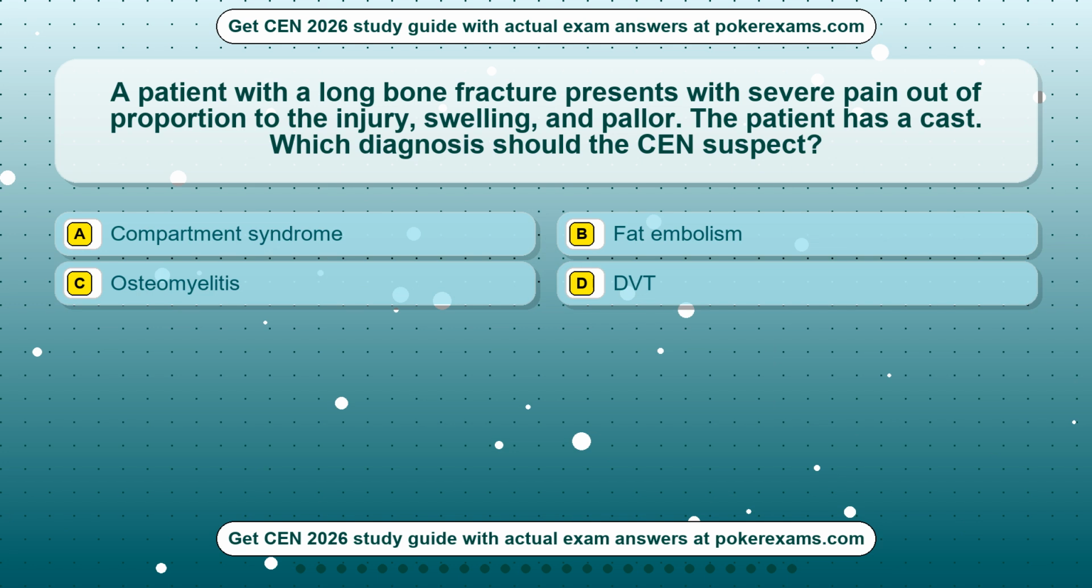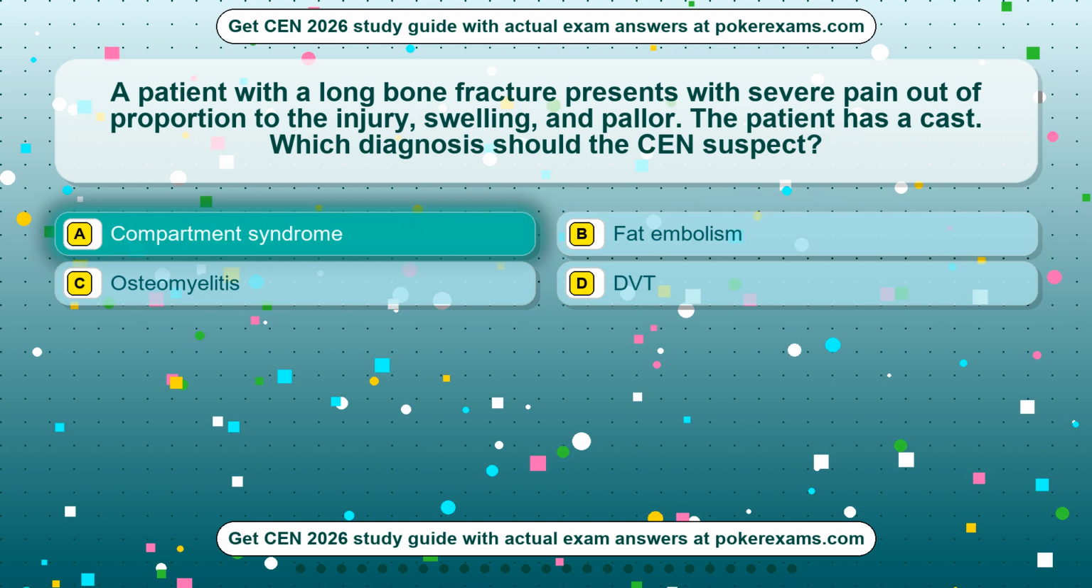Question 19. A patient with a long bone fracture presents with severe pain out of proportion to the injury, swelling, and pallor. The patient has a cast. Which diagnosis should the CEN suspect? Option A. Compartment syndrome. Option B. Fat embolism. Option C. Osteomyelitis. Option D. DVT. The correct answer is option A.